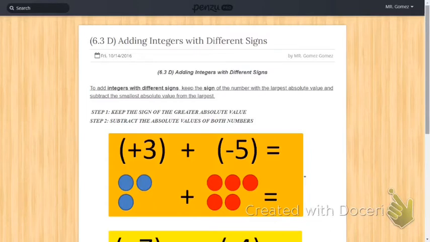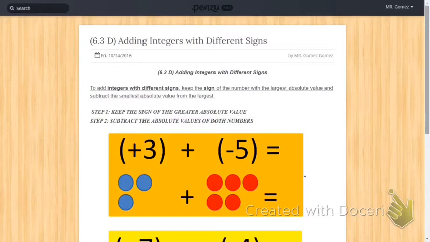Then we subtract the smallest absolute value from the largest. So in short, it's two steps: we keep the sign of the greater absolute value, and then we subtract the absolute values of both numbers. So how does that work?